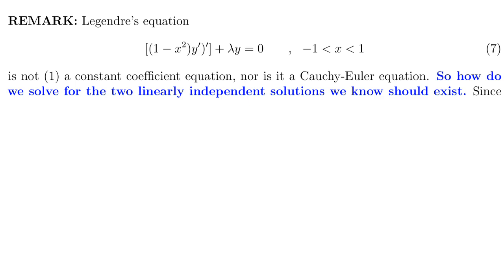Let me remark about solving Legendre's equation. If we look at equation 7, we see it's not a constant coefficients equation, nor is it a Cauchy-Euler equation. So how do we solve for the two linearly independent solutions we know should exist? Well, there's a known method.